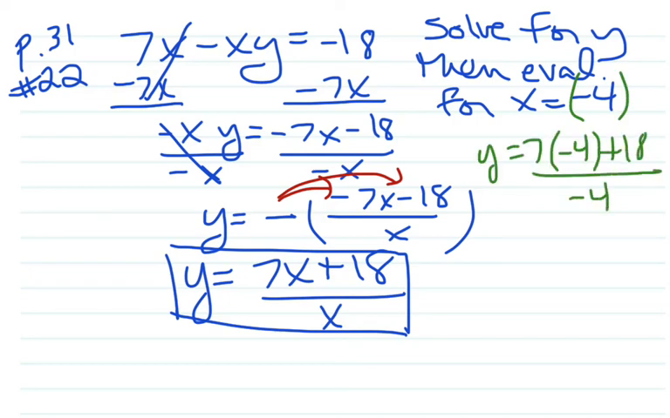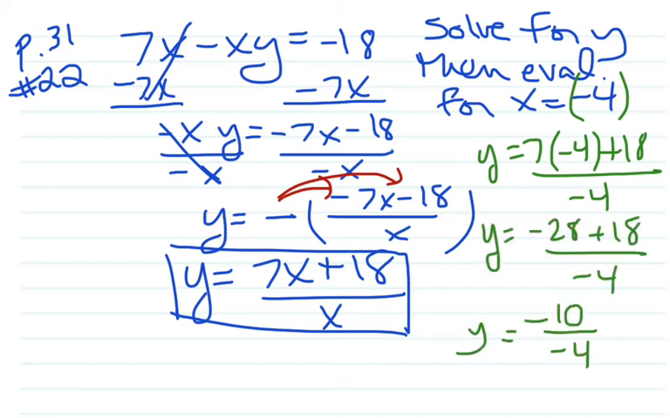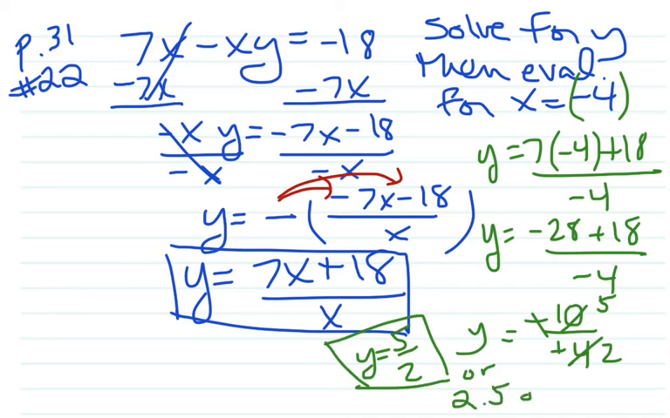But now we've got to evaluate for that value they gave us. So we substitute the negative 4, do the math, keep doing the math, simplify, and that's my answer. So it's either 5/2 or 2.5.